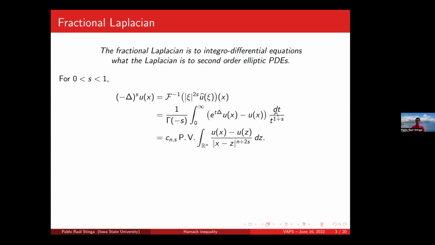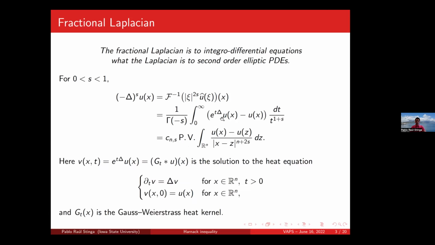And then there is this intermediate formula here, right, that involves the heat semigroup generated by the Laplacian acting on u. So you look at v of x,t, which is this semigroup acting on u. This just represents the solution to the heat equation, right, with initial temperature u. We know, right, that that's just convolution with the Gauss-Weierstrass kernel, G_t, right, the Gauss-Weierstrass kernel.